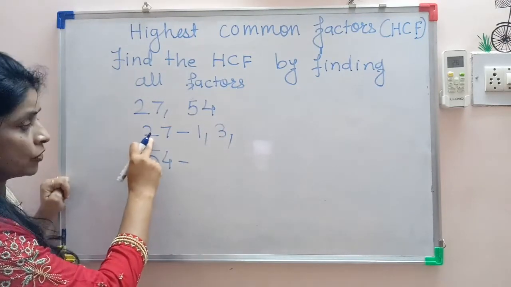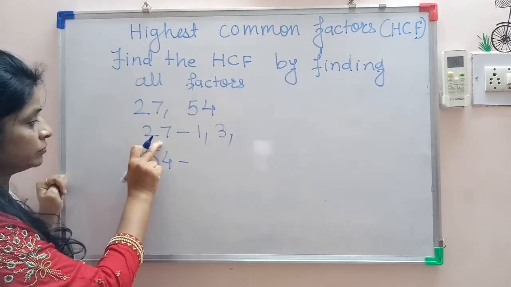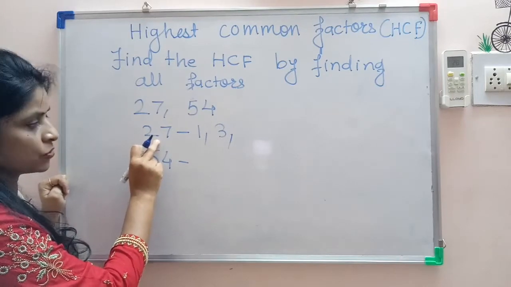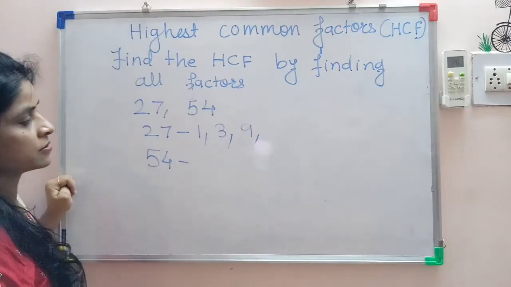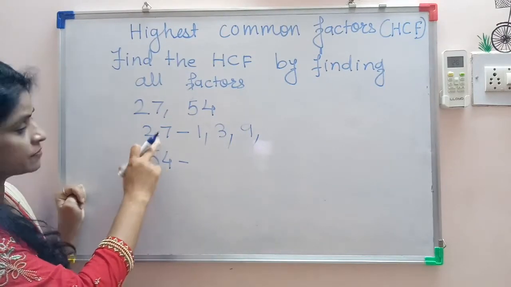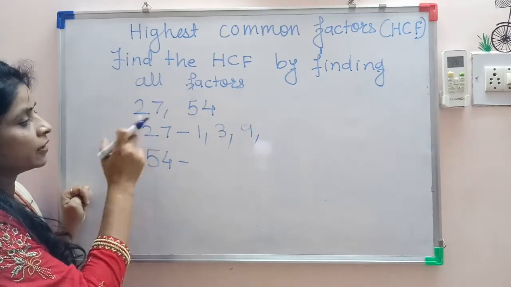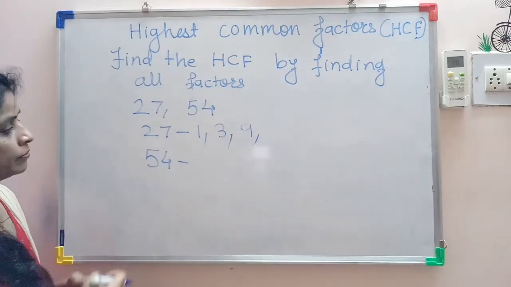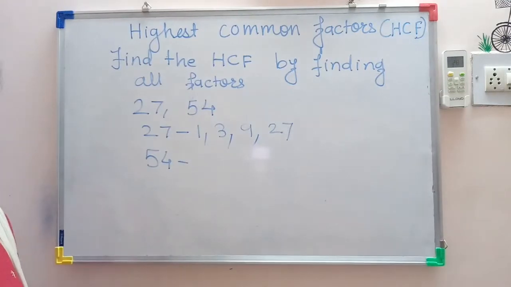After that 4, not 4, 5 is also not, 6 is also not, 7, no, 9 is the factor, then 10 is also not the factor, 11, 12, 13 is also not the factor, 14 is not, 15 is also not. So the number itself is the factor of the given number.